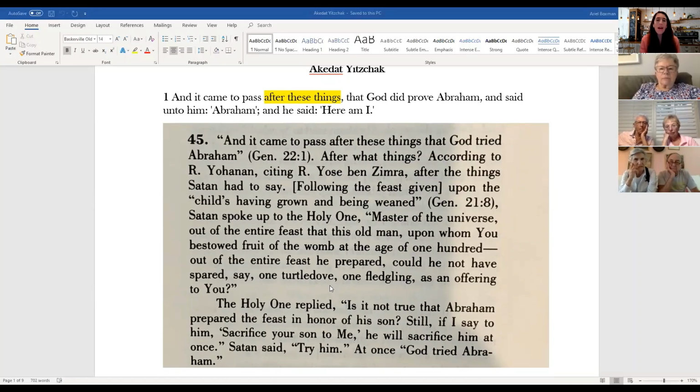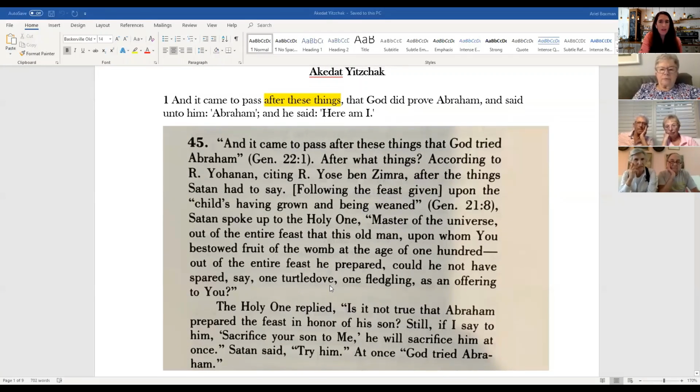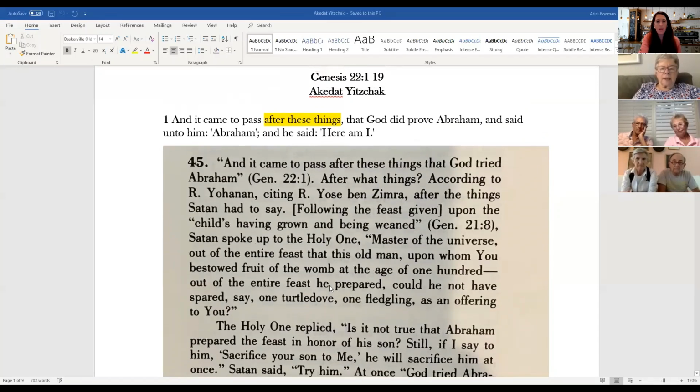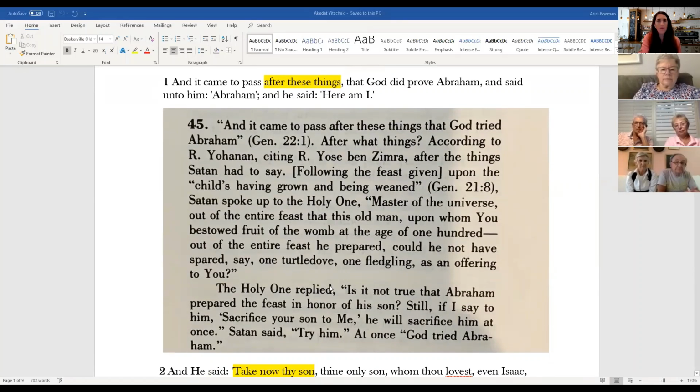So let's begin. And it came to pass after these things that God did prove Abraham and said unto him, Abraham, and he said, here I am. Okay, this is the beginning of this passage, Genesis 22, and we're looking at verses 1 to 19, right? So after these things, right? So the rabbis say, after what things? What exactly is God referring to, right? So now they come and comment.